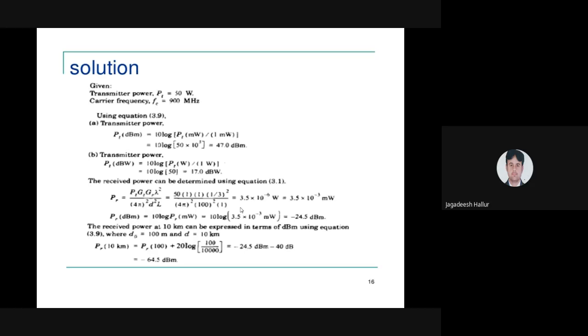If you want to convert that particular value into decibel form, PR in dBm, you just have to apply 10 log of that resultant value: 10 log of PR in milliwatt, 10 log of 3.5 into 10 raised to minus 3 milliwatt. So the decibel value is minus 24.5 dBm.